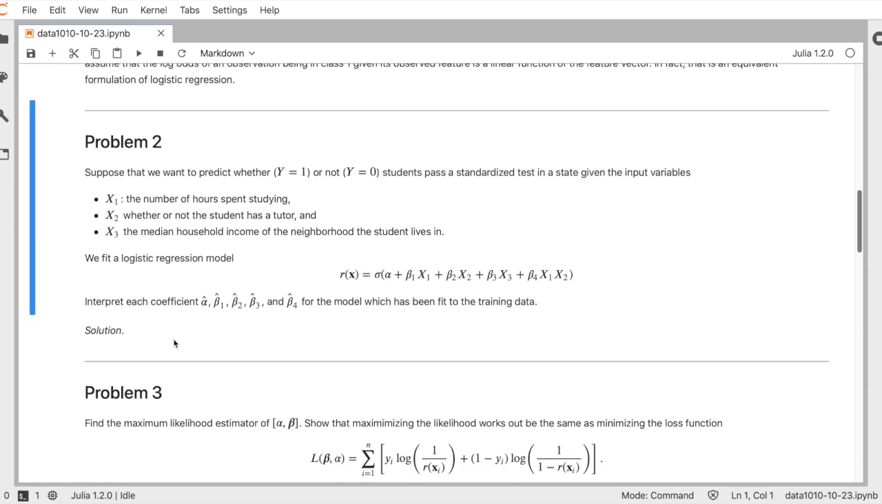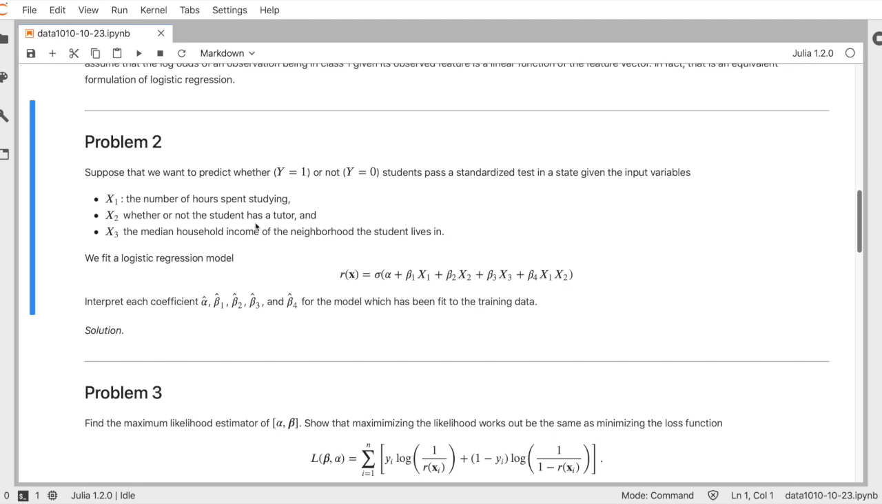So here's an example of a logistic regression model in a real-world situation. We're trying to predict a binary outcome, whether a student passes or doesn't pass a standardized test, given the following input values. And as we always do in the context of logistic regression, we're going to estimate something more fine-grained than that, namely the probability that the student passes, rather than just trying to predict whether they pass or not.